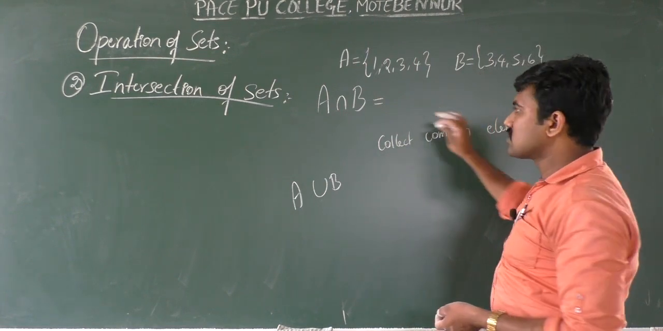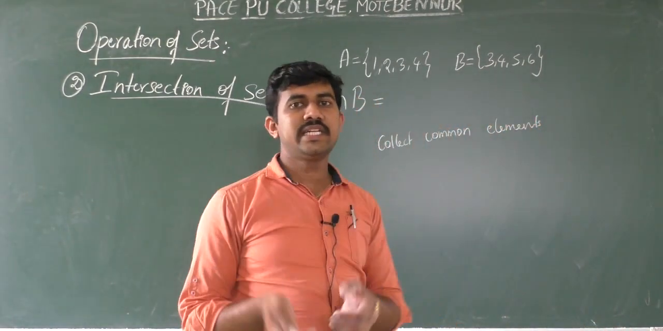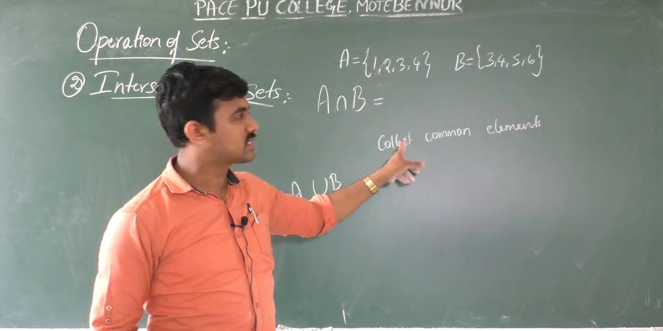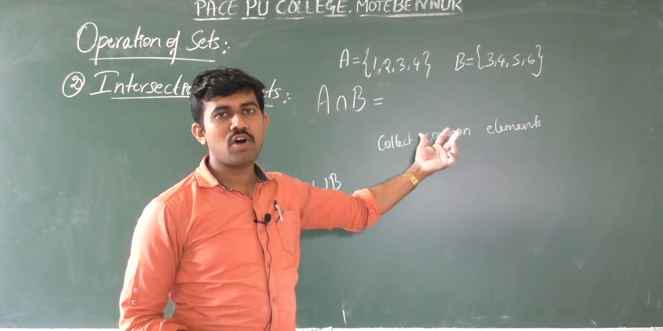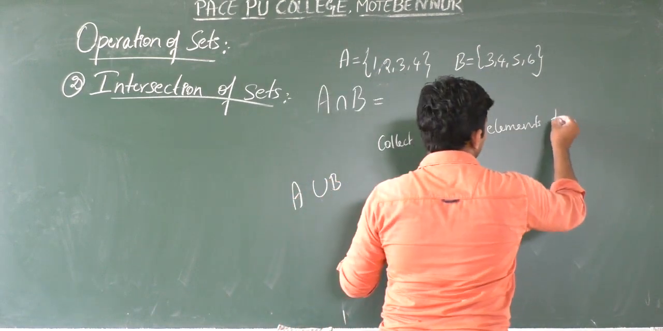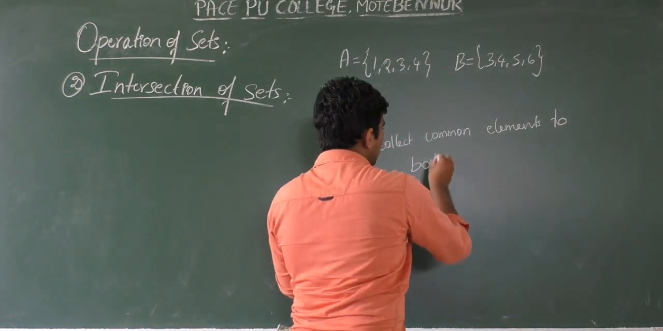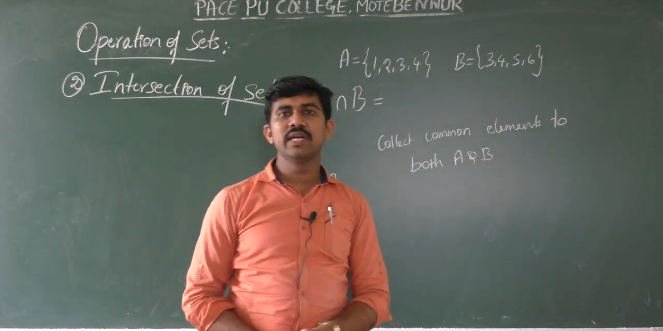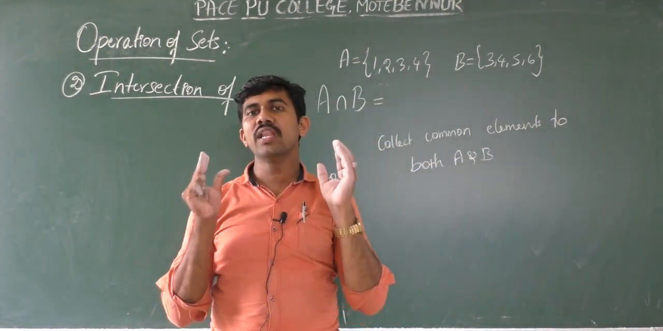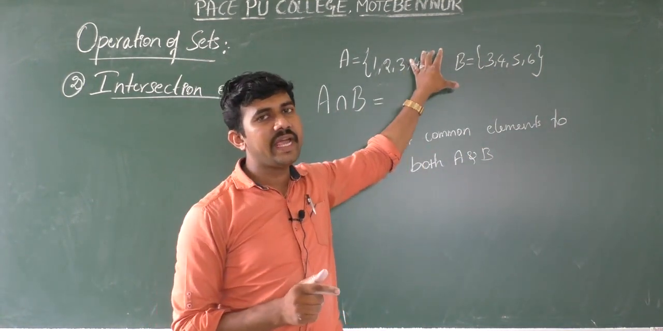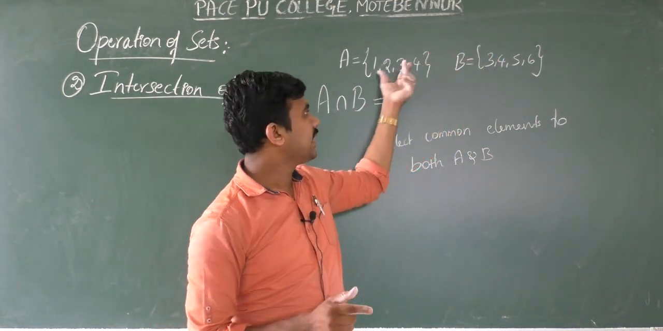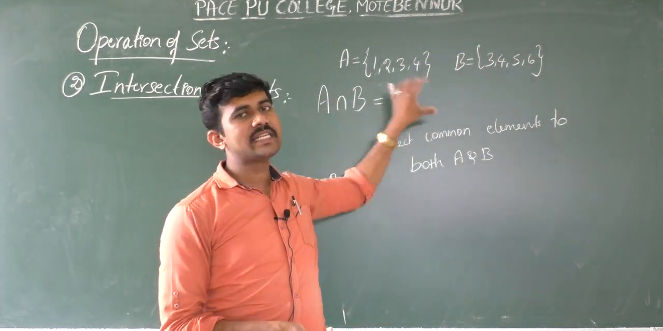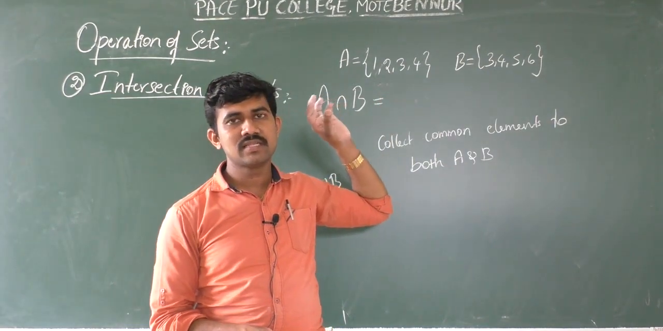A intersection B is a set, and this set contains the elements which are common to both A and B. So here we need to collect all the common elements which are in A and B. In the intersection of two sets, we collect the elements common to both. Is it clear?